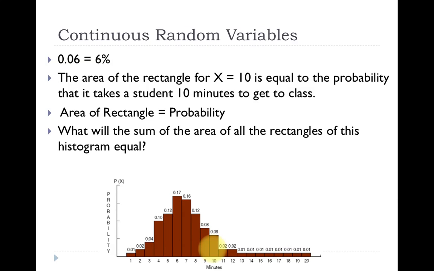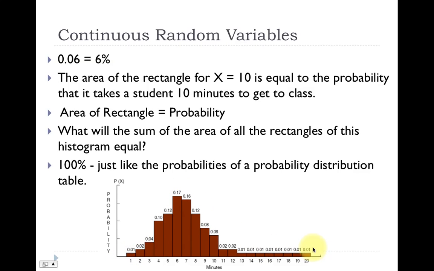So what will the sum of the areas of all the rectangles of this histogram equal? If we were to add up the areas of every rectangle, just like adding up the probabilities, we should get 100%. Okay, so just like the probabilities of a probability distribution table, if we add up the areas of all the rectangles, it's the same as adding up all the probabilities, which should sum to 100%.